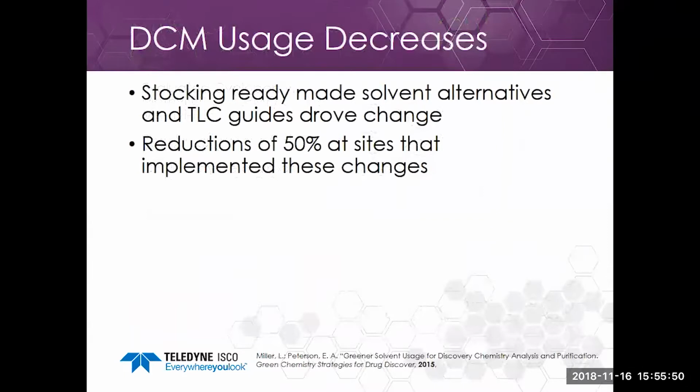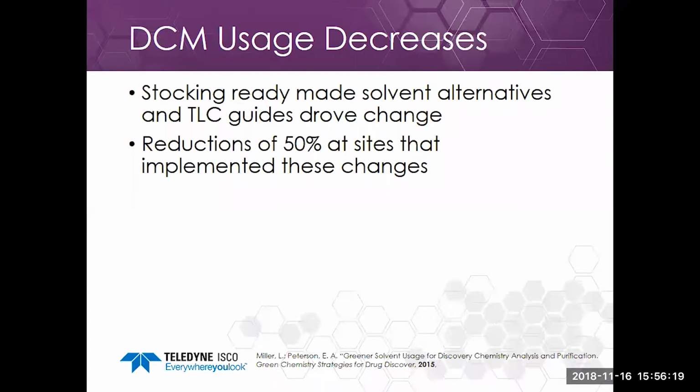So some of the companies that have instituted these changes have been monitoring the use of dichloromethane in concurrence with the changes, when the changes were made, and what kind of impact they had. One of the things they looked at was stocking ready-made solvents, like the 3-to-1 ethyl acetate ethanol mix, as a ready-to-go solvent, which you can actually purchase from Sigma.